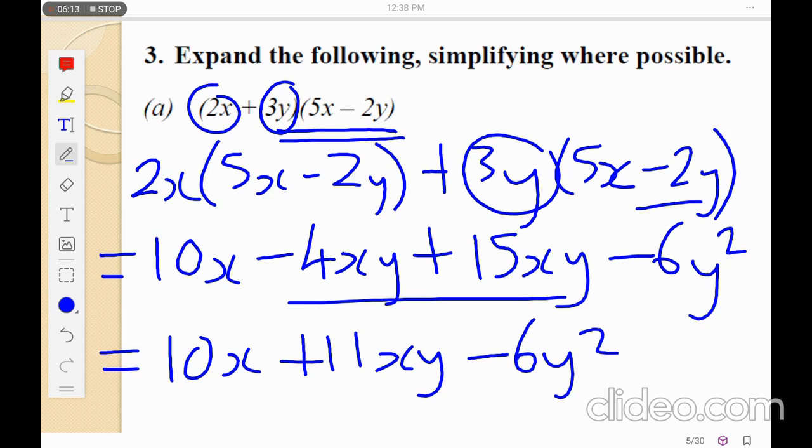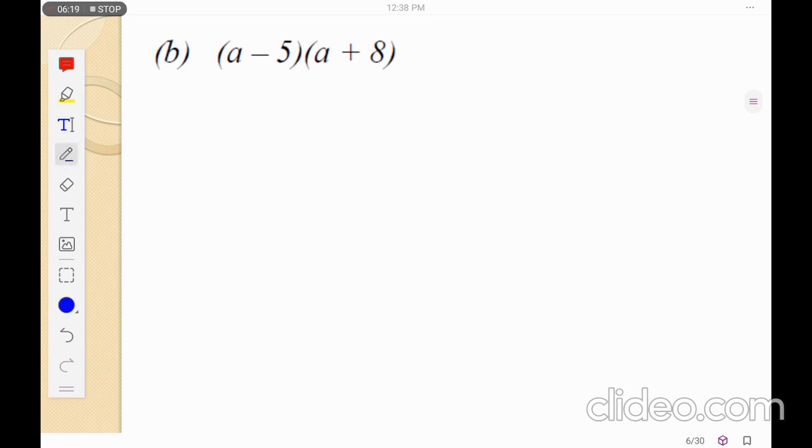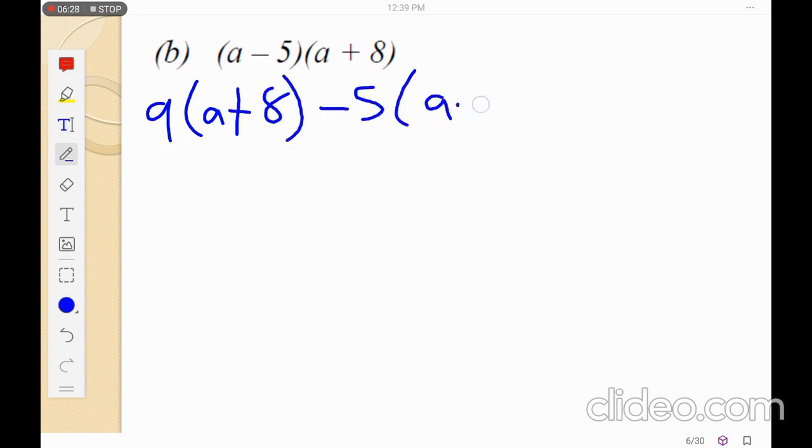This is how we expand this one. Okay, let's move on to the next one. Okay, the next one, we do the same. A times a plus 8 minus 5 times a plus 8. Okay, like that. Let's simplify.